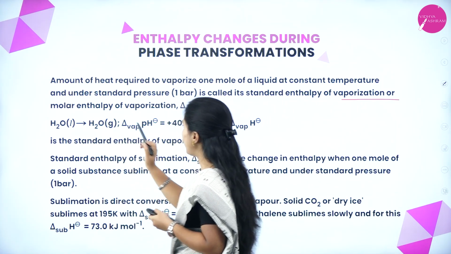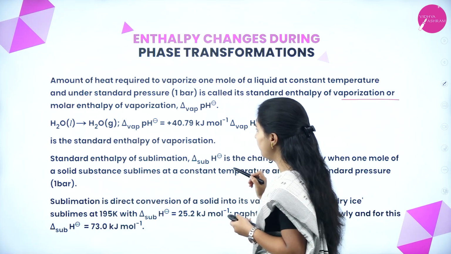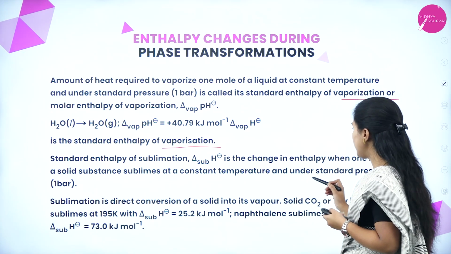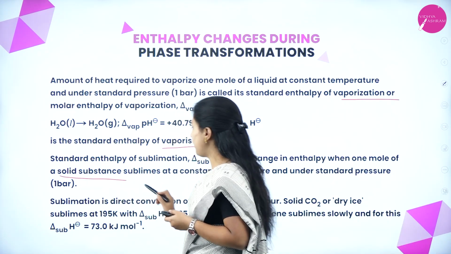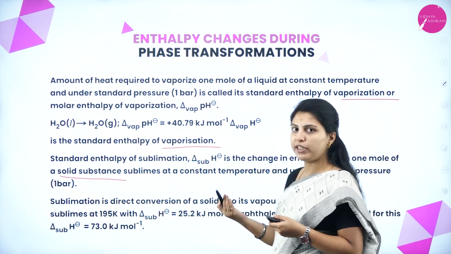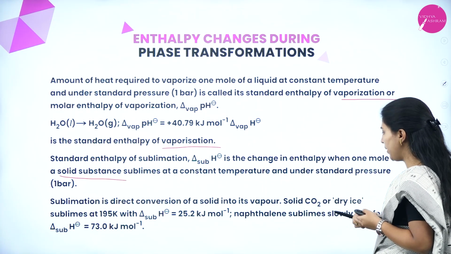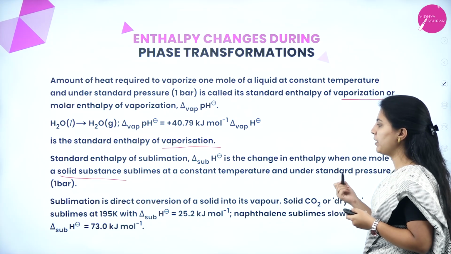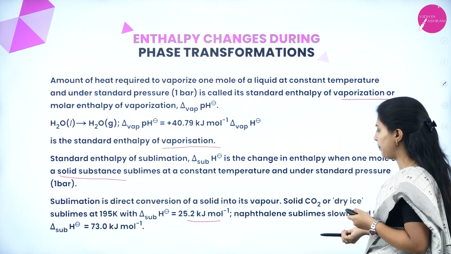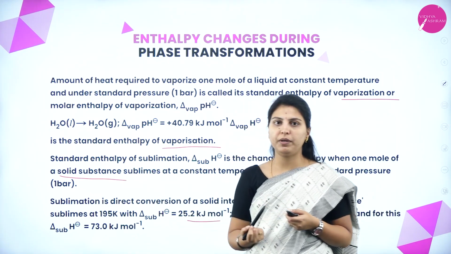See here, water into gaseous state. So vaporization is positive at 40.79 kilojoule per mole. It is the standard enthalpy of vaporization. Standard enthalpy of sublimation is the change in enthalpy when 1 mole of solid sublimes at constant temperature under standard pressure, meaning direct conversion from solid to vapor. Sublimation is direct conversion of a solid into its vapor. Solid CO2 or dry ice sublimes at 195 Kelvin with heat of sublimation 25.2 kilojoule per mole. For example, naphthalene sublimes slowly and for this it is 73.0 kilojoule per mole.